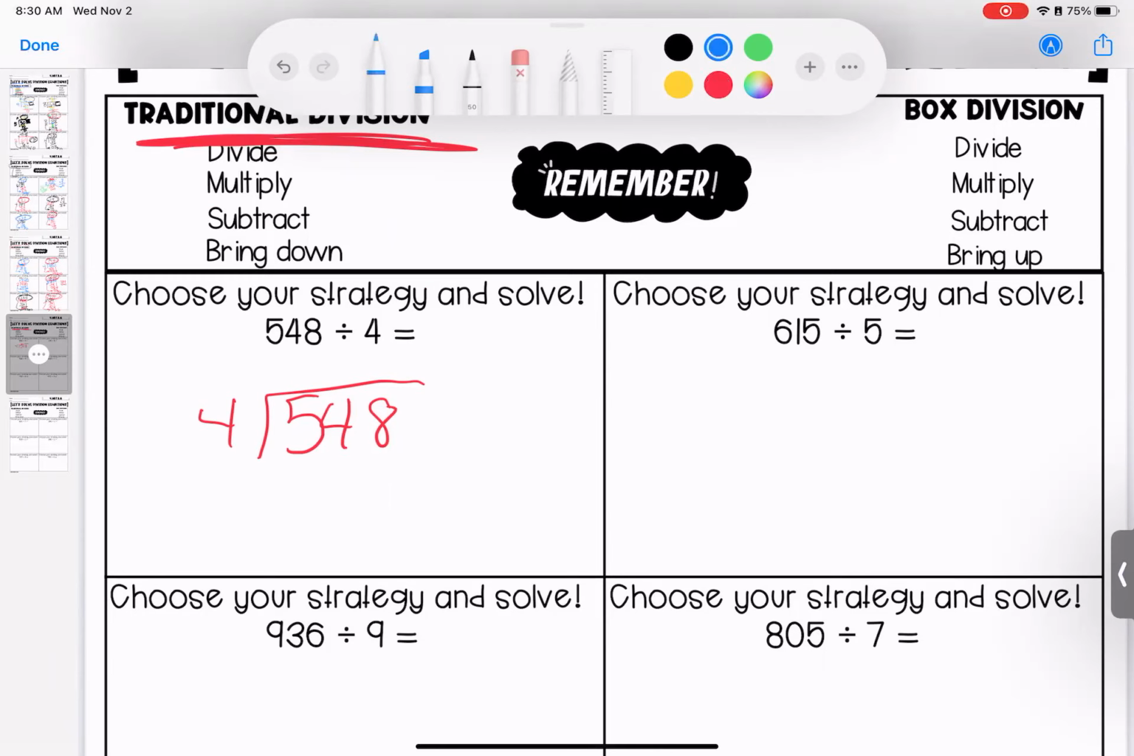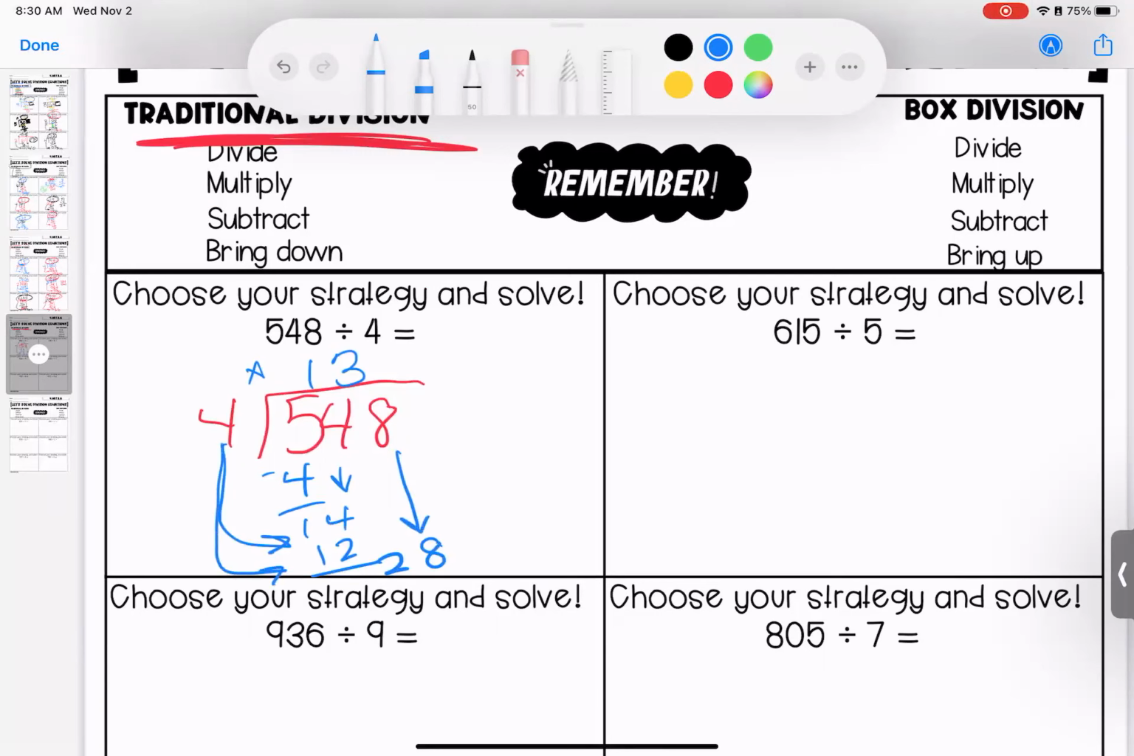Does 4 divide into 5? Absolutely, one time, because 1 times 4 is 4. We subtract. 5 take away 4 is 1. Bring it on down. Start again. Does 4 divide into 14? It does 3 times, because 3 times 4 is 12. We subtract. 14 take away 12 is 2. One more time. Bring it on down.